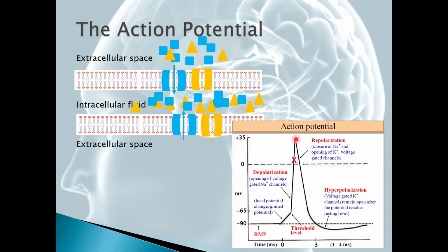Now, when we get to this positive charge across the membrane, those sodium channels are going to snap closed, and potassium channels are going to open, because potassium channels are also voltage gated, and they open when there's a positive charge across the membrane.